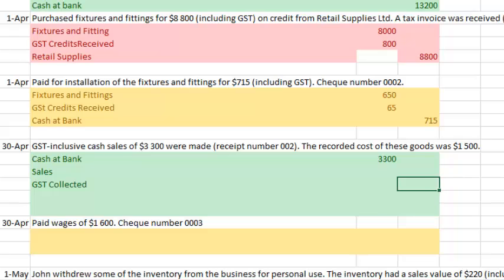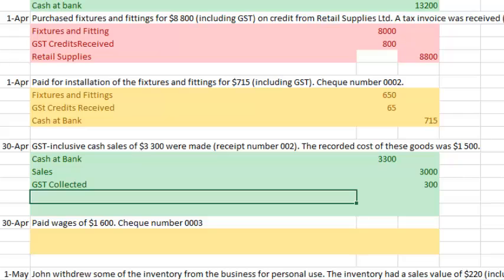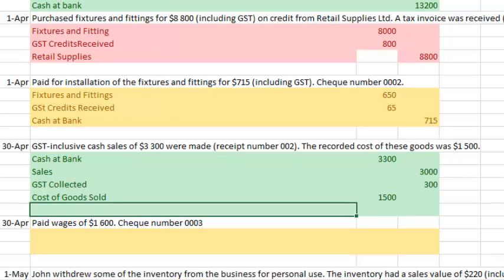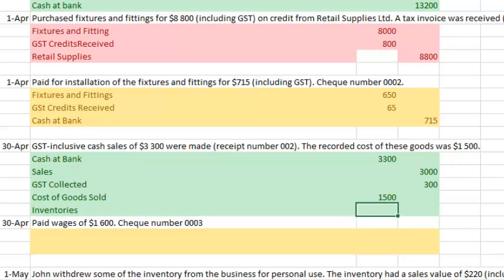That GST collected is 1/11th of that, which is $300. Therefore, the sales here are $3,000. Now, what we've done, we have looked at the sales side of things, but we also must record the goods that were sold and the cost of those goods, which here were $1,500. So we've got this account called cost of goods sold. That was $1,500, and importantly, we've got inventories going down. So the inventories account went down by $1,500.